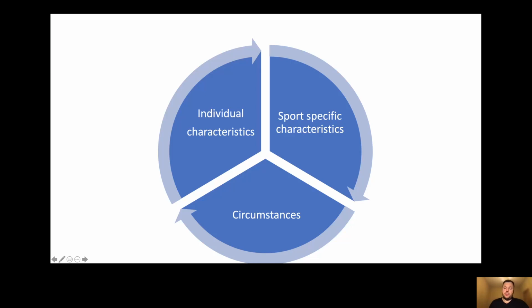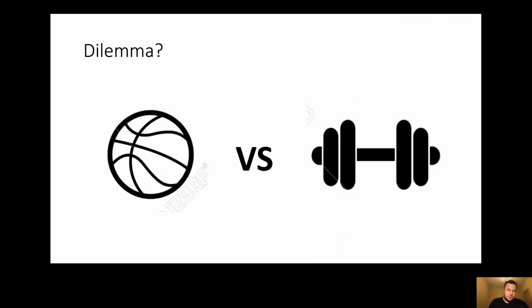circumstances are very important. So we want to control as much as we can, but part of the things we cannot, and we have to know that. So the dilemma is whether basketball drills are fitted with the muscular training. So my answer, there is no dilemma.